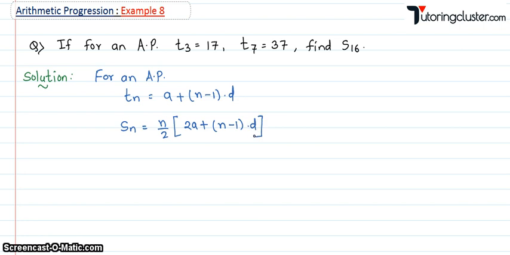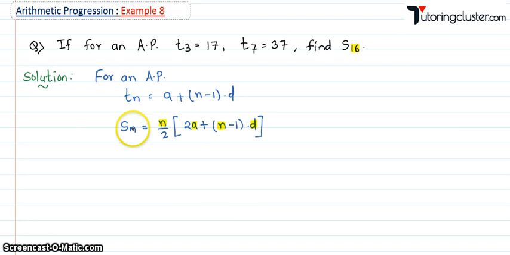Right? Okay, what is given? T3 is given to you, so you can write one equation. Then T7 is also given to you, you will get the second equation. Solve those two equations and find out a and d. Once you get a and d, to find S16, what will be n? n will be 16, right? So all the things are known to you. See how we are going to solve this example.